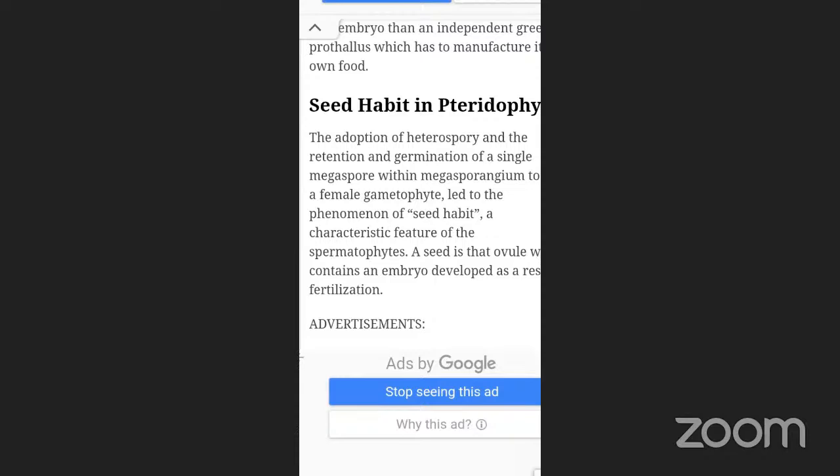The gametophytes of algae, bryophytes, and even certain pteridophytes are independent. But in the heterosporous pteridophytes, the female gametophyte is dependent on the sporophyte. In these plants, the development of the female gametophyte depends not upon the food stored in the megaspore but upon the nutritive matter supplied by the tapetum of the sporangium.